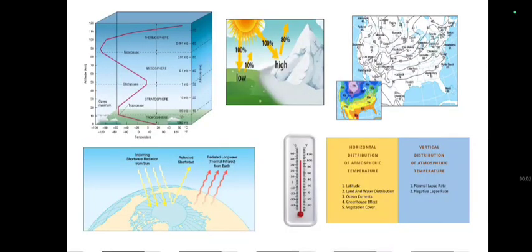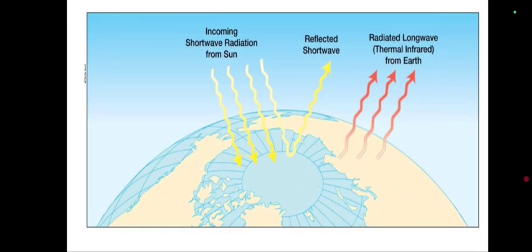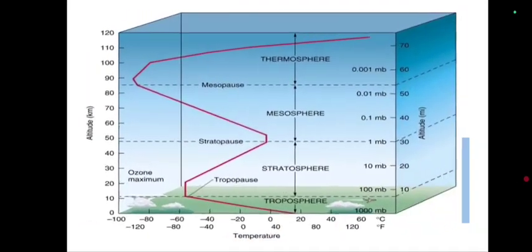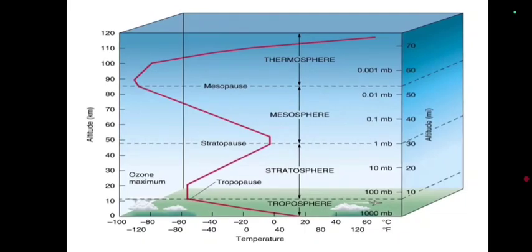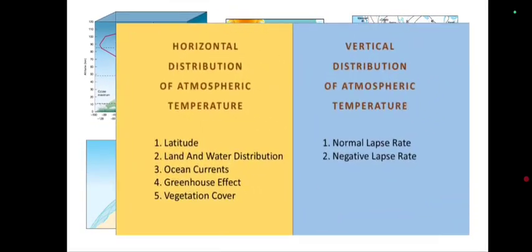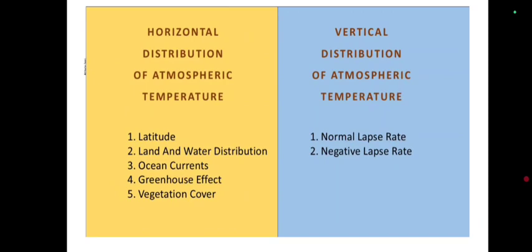Let's quickly go through all the things we had seen in this topic. First is insolation and then terrestrial radiation. Then we had seen how atmospheric temperature changes in the various layers, like in the troposphere it will decrease, then in the stratosphere it will increase, then in the mesosphere again it will decrease, and then in the thermosphere it will increase. Then we had seen how in the troposphere, the lowermost layer, the temperature is not uniform and it is changing. So we had seen the horizontal distribution and the vertical distribution in the troposphere.